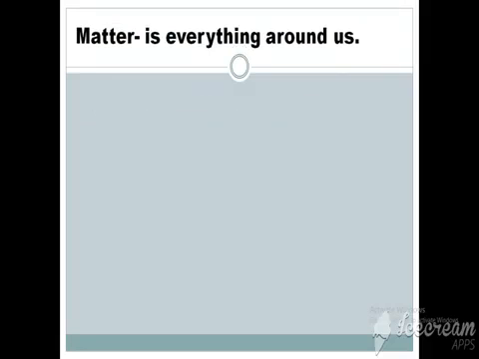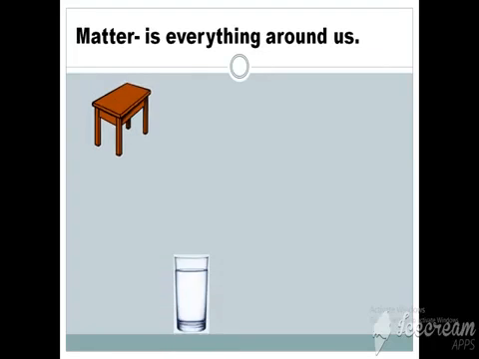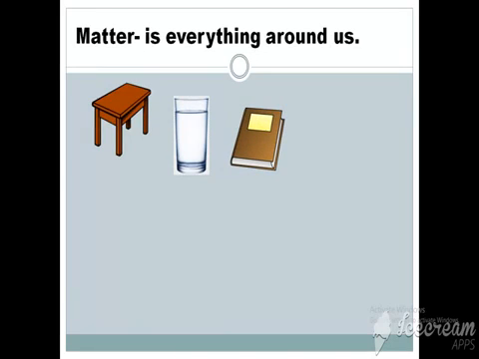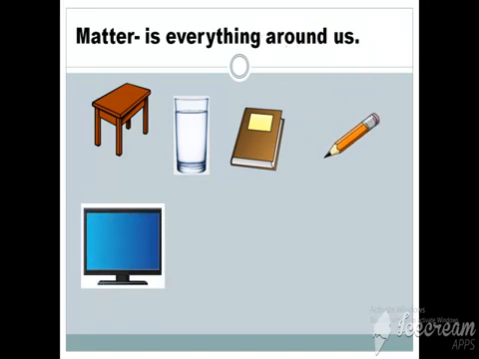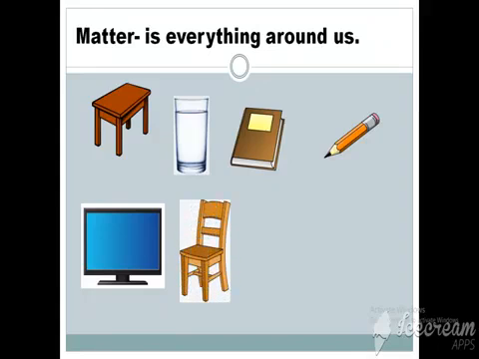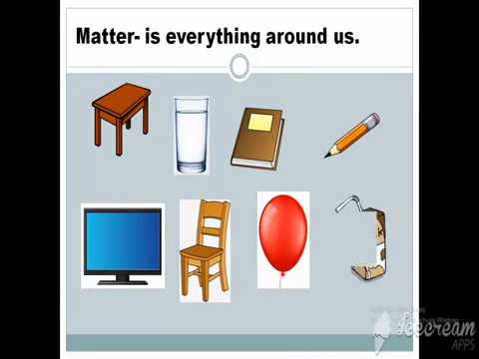Now, look around you. What are the things you can see around you? Can you give me some examples? Okay, we have table, very good. What else? A glass of water. What else? A book, very good. And a pencil. We also have a television, very good. And a chair. What else? Balloon, very good. And a box of milk.